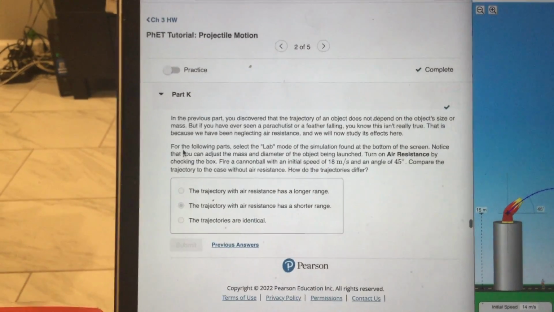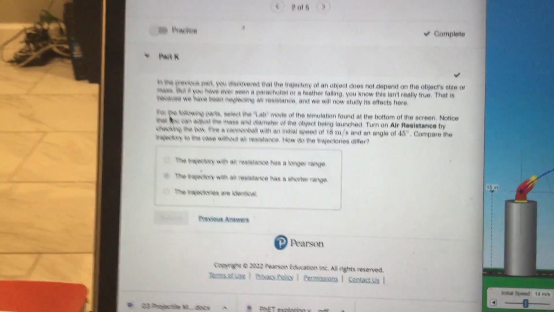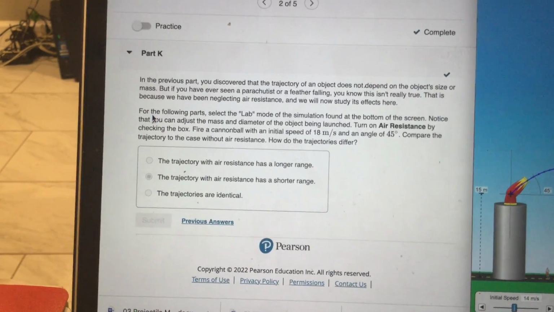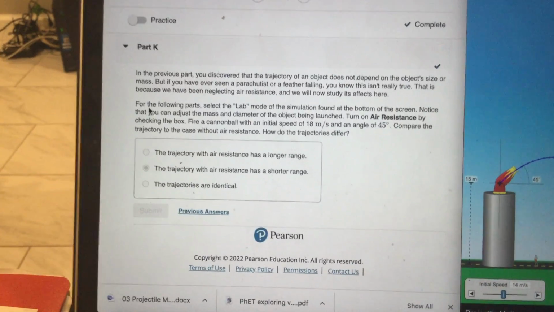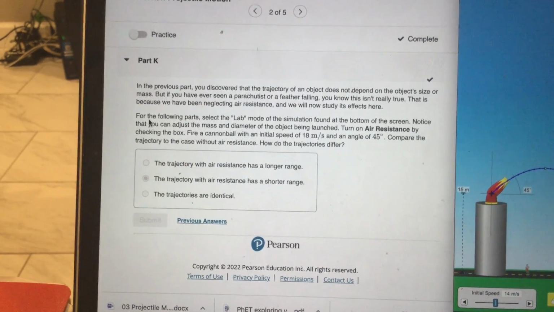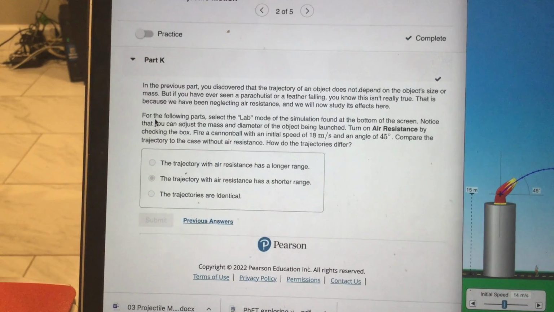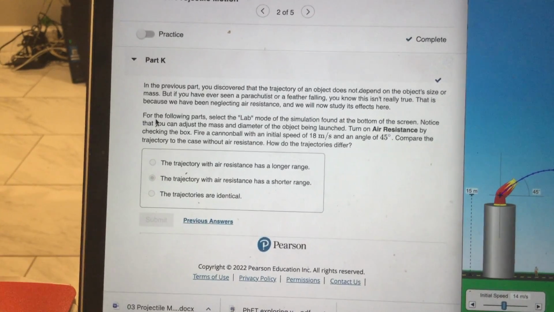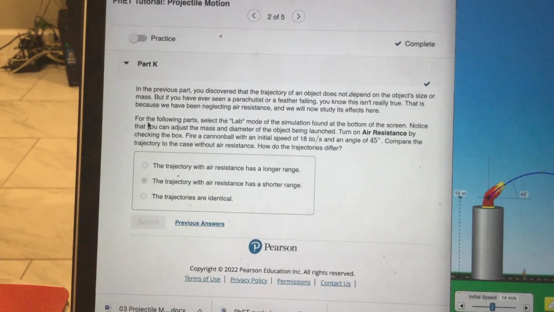Okay, part K. In the previous part, you discovered that the trajectory of the object does not depend on the object's size or mass. But if you have seen a parachutist or a feather falling, you know this isn't really true. That is because we have been neglecting air resistance, and we will now study its effects here. For the following part, select lab mode of the simulation found at the bottom of the screen.